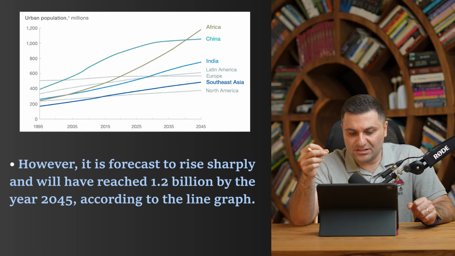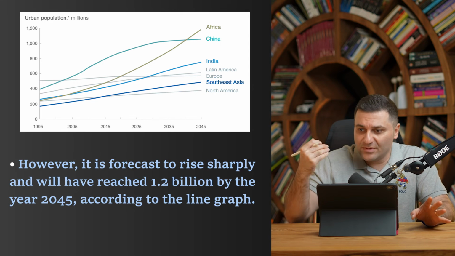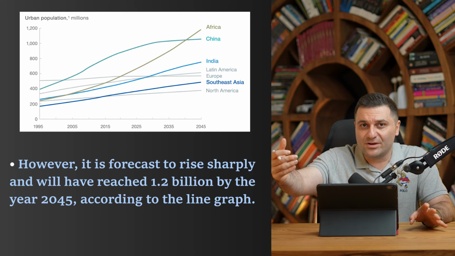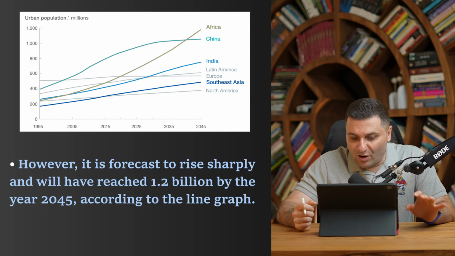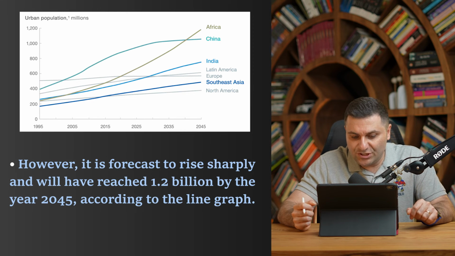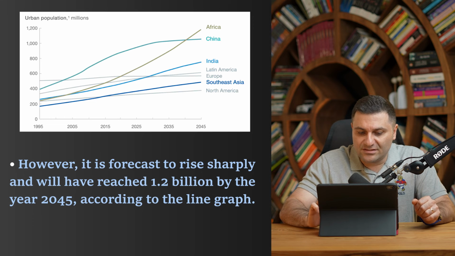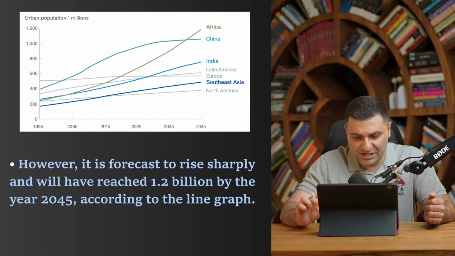However, it is forecast to rise. It is forecast to rise. It means I'm talking about the future tense. Sharply, and will have reached 1.2 billion by the year 2045, according to the line graph. So this is another example of making a sentence in the future tense.